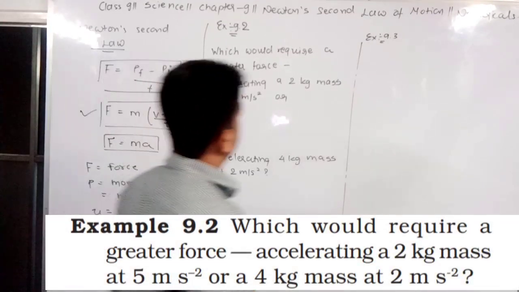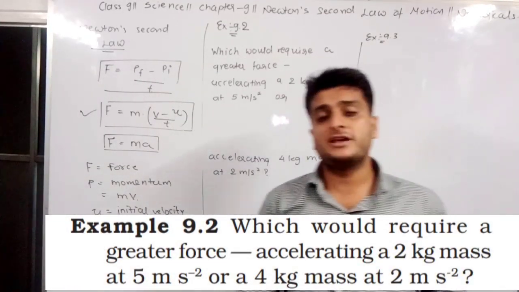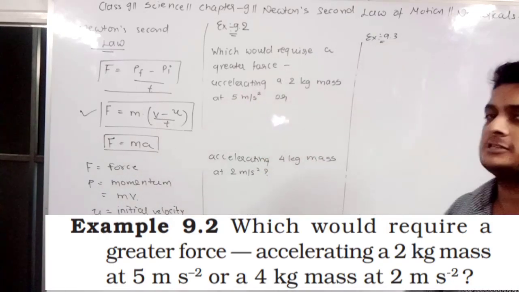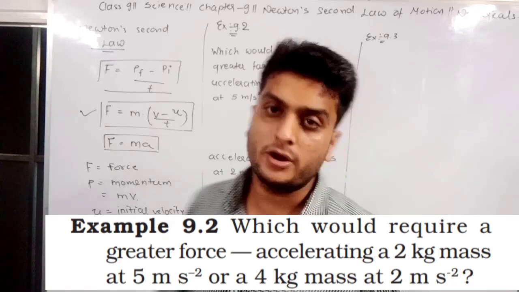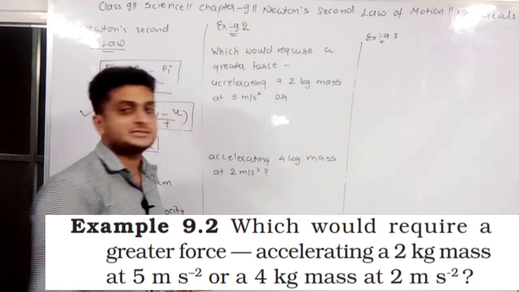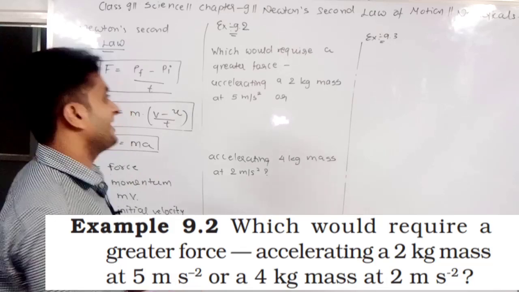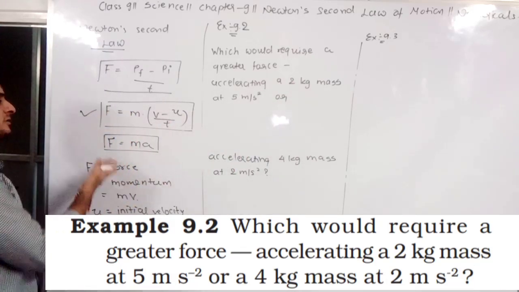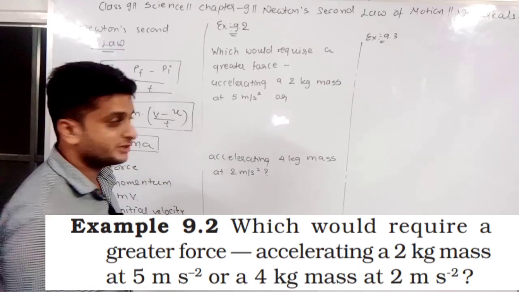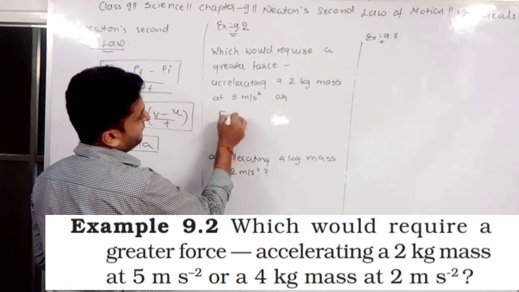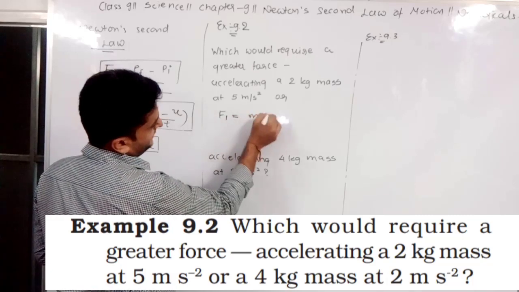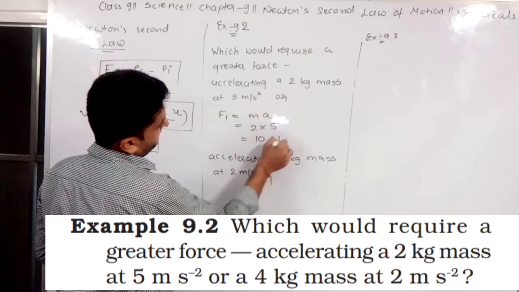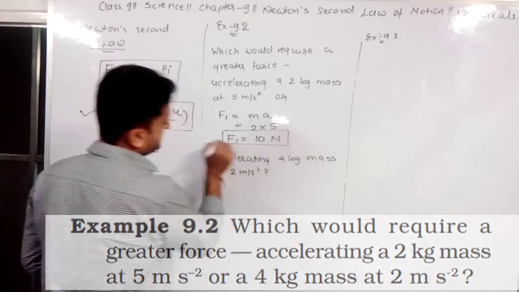Okay, let's see example number 9.2, and the question is, which would require a greater force? Accelerating a 2 kg mass by 5 meter per second square, or accelerating a 4 kg mass at 2 meter per second square. So we have mass and acceleration, and we want to find the force. So I will apply the formula force equal to mass into acceleration. So in the first case, I will write F1 is equal to mass into acceleration. Mass is 2 kg, acceleration is 5. So you need to apply the force of 10 Newton in the first case.